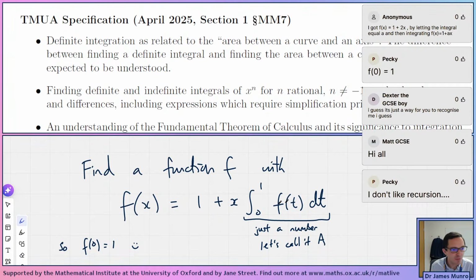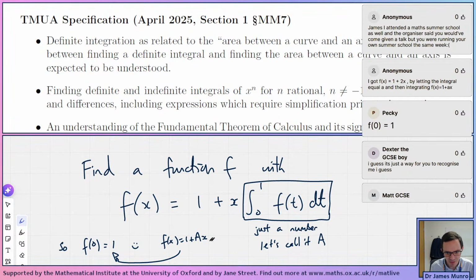It's not so scary if we just call it A, because then look, once you've decided that all of that box is just a constant, f of x is just 1 plus ax. So then you can get that f of 0 must be 1 because it's just linear and it goes through 0, 1. And then I guess the thing that we just need to know is A.